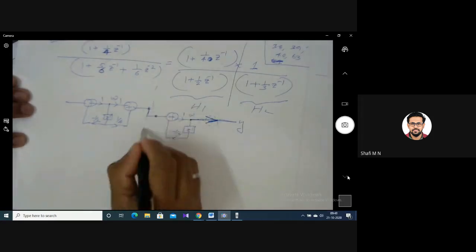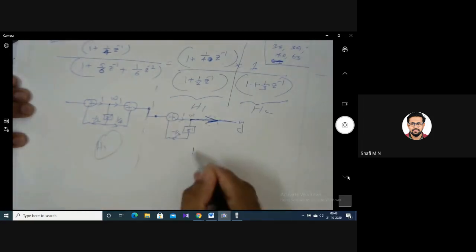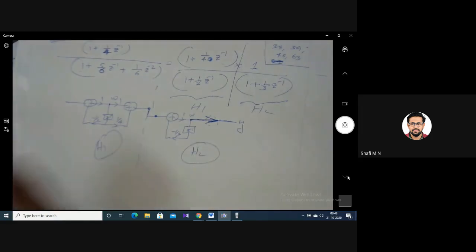And you can show it like this. This is H1 and this is H2. So this is your input X and this is my output Y.